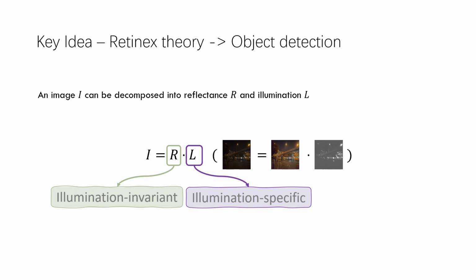Here, our key idea is to introduce the low-level vision's Retinex theory into the high-level object detection task. In Retinex theory, we observe that an image I can be decomposed into the reflectance map R and illumination map L. And this theory illustrates that the illumination or the visibility of the image is only controlled by the illumination map, so it's illumination specific. On the other hand, the reflectance map R is illumination invariant, which is also our target feature to learn.